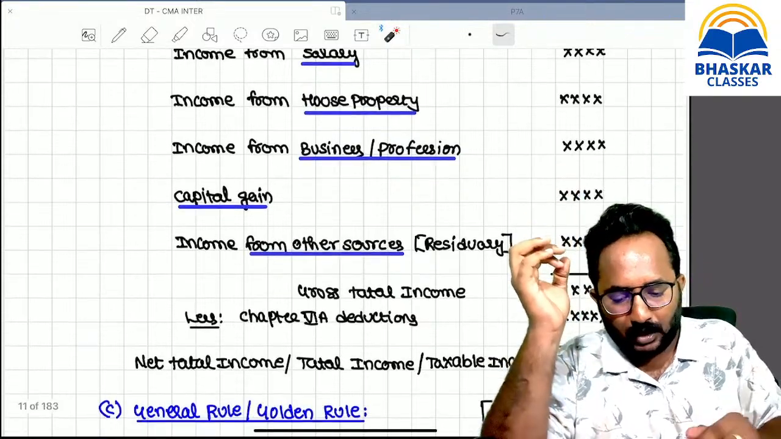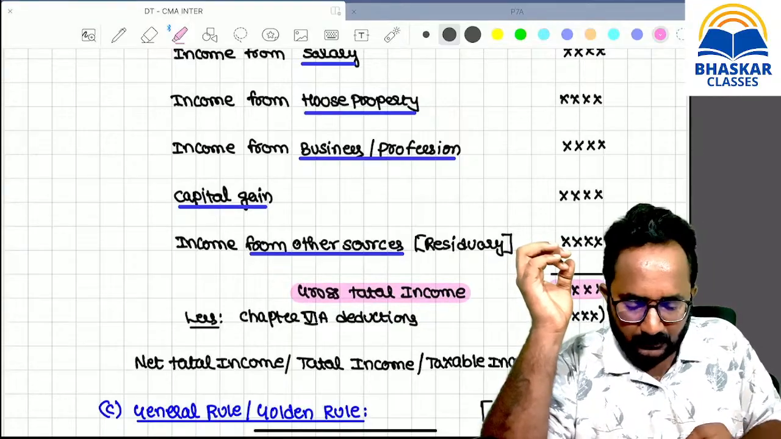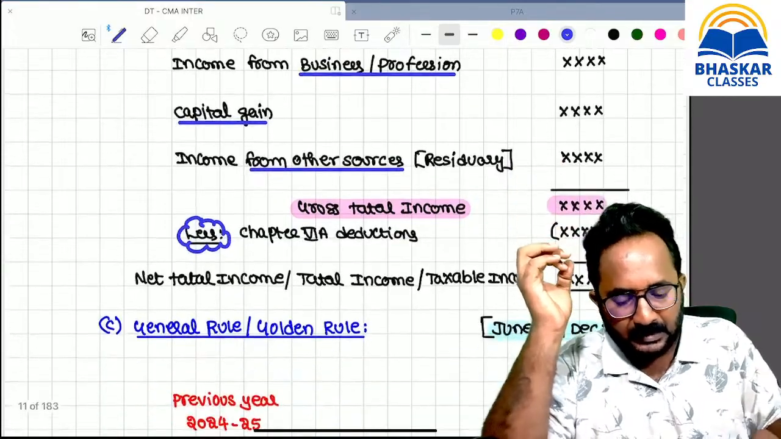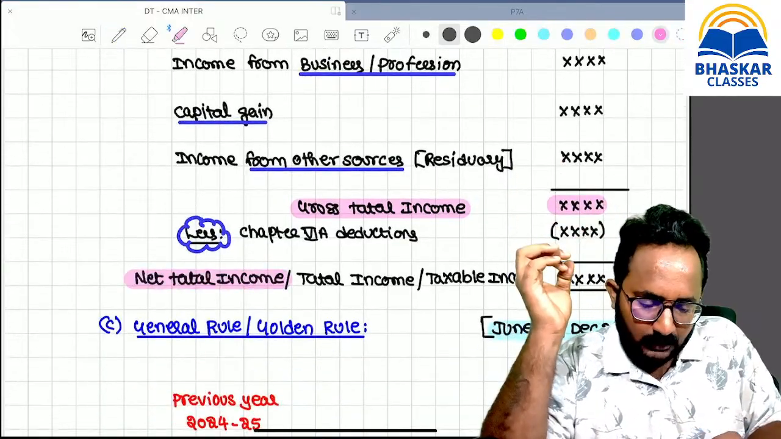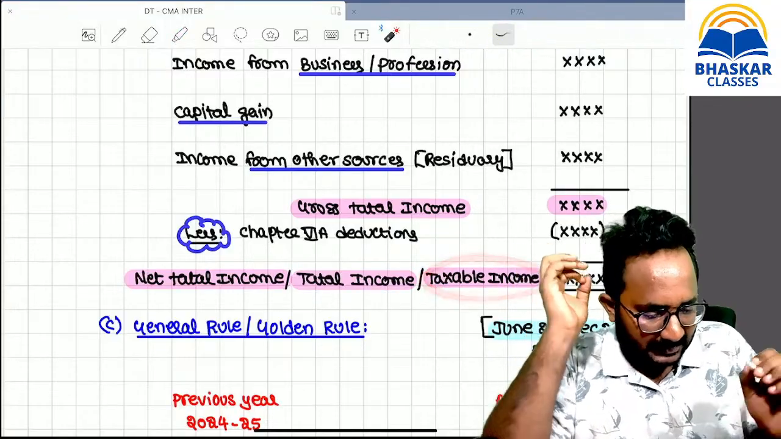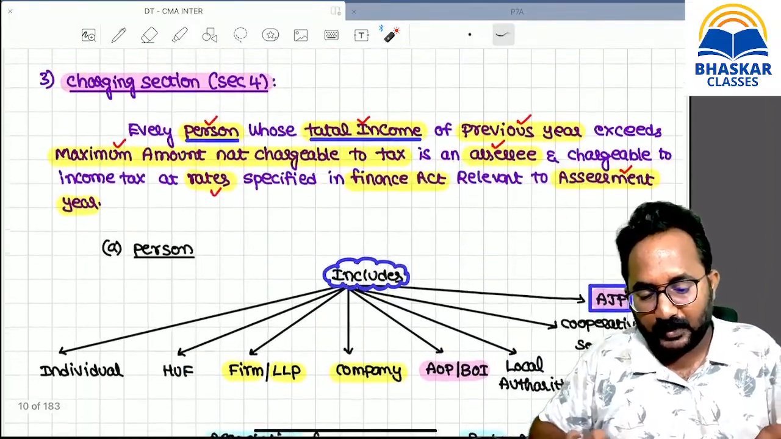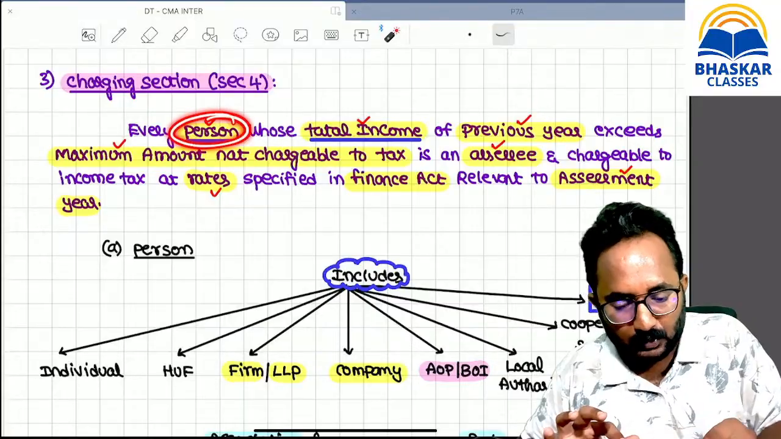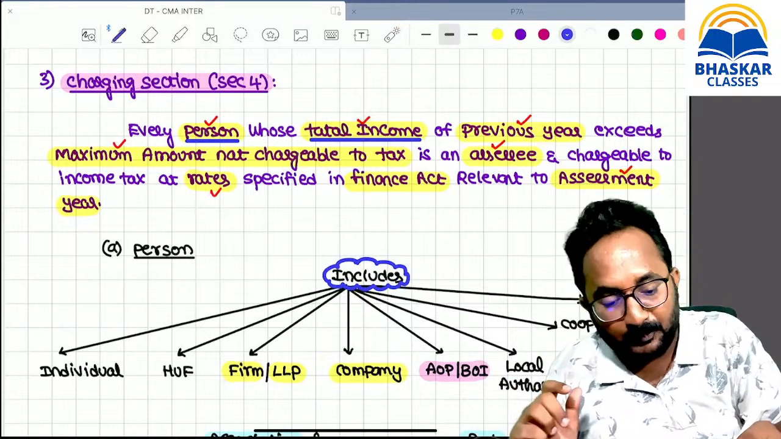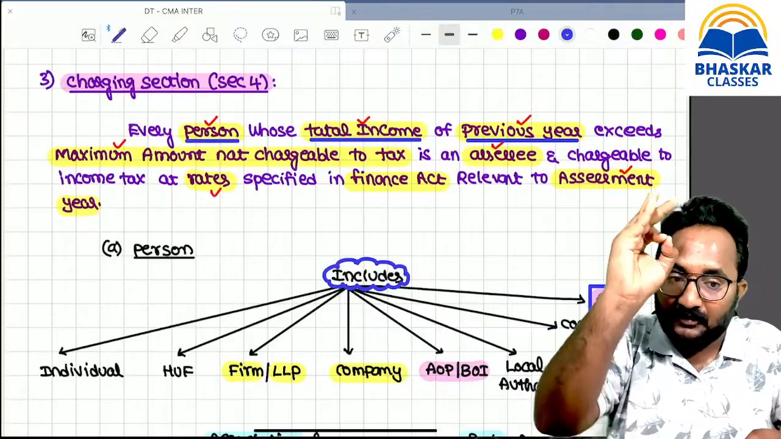So please add all together. You will get what? Gross total income. From that gross total income, please reduce chapter 6A deductions. You will get the net total income, or total income, or taxable income. On this only we need to collect the tax. Remember, now for every person we have to check the total income. Is this total income for life or for 1 year? Every person's total income of the previous year.